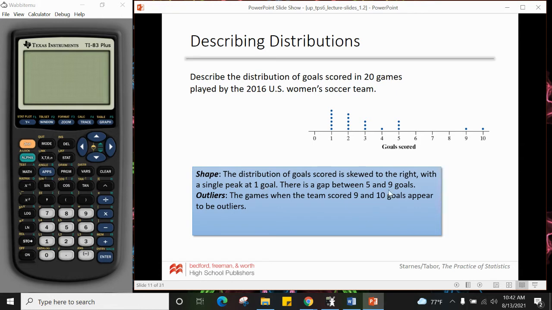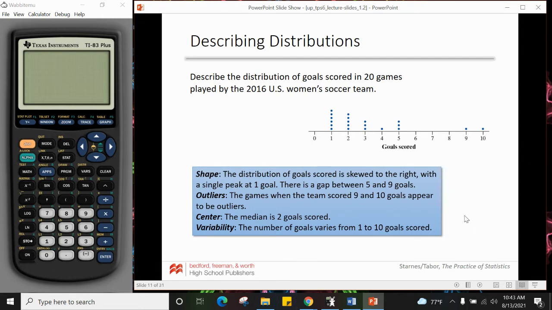Outliers. The games where the team scored 9 and 10 goals appear to be outliers because they're pretty far away from the rest of the cluster of data points. So they seem to diverge from the rest of the data. The center, the median is 2 goals scored. We'll talk more about how to calculate center. There's a couple different things you can use for center. And then variability, the number of goals varies from 1 to 10 goals. And we'll also talk about a couple different ways to calculate variability and give you some other names you can use. But it does just vary from 1 to 10 right now.